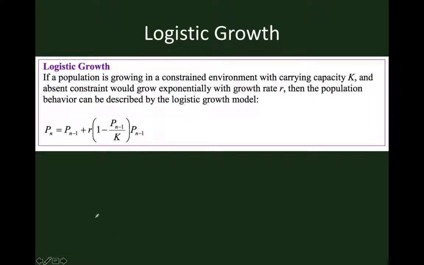So remember that the geometric growth model looks like this. When we write it in its recursive form, we have p sub n equals p sub n minus 1 plus r times p sub n minus 1. And so what this really does is allow, again, for unlimited growth.